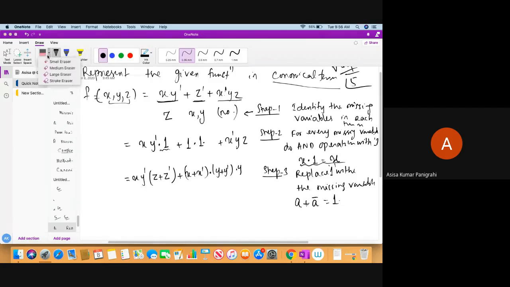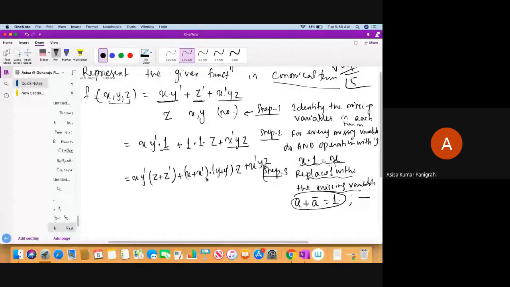So here also I have made a small mistake. Here it is Z. Here also Z. And finally, nothing is missing, keep it as it is. Do you all understand what I did in step 3? I have replaced 1 with the missing variables in this form. What is this form? Existence of complement. I've just used that formula, nothing else.